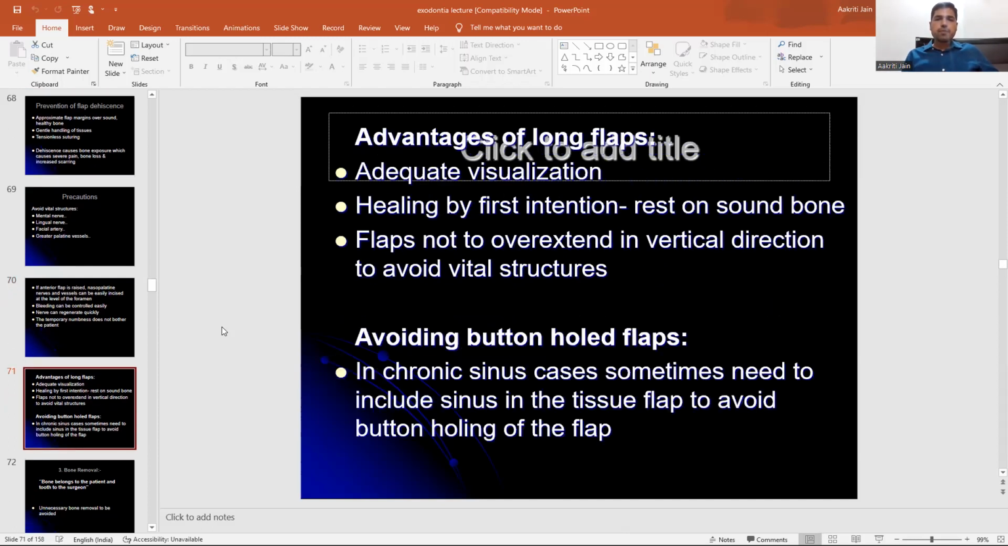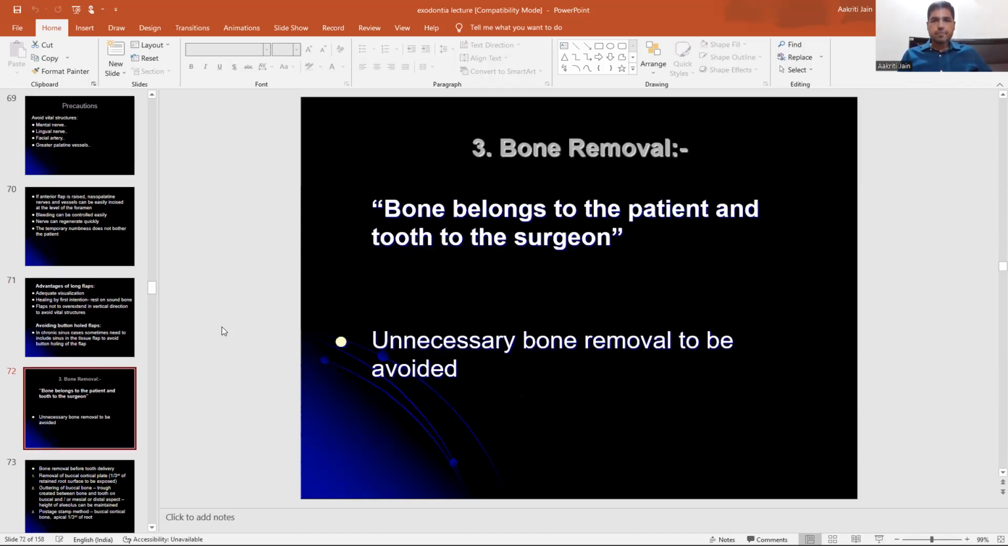Advantages of long flaps: adequate visualization, healing by first intention, and resting on sound bone. The flap is not to be overextended in the vertical direction, to avoid any vital structures. Avoid buttonhole flaps. In chronic sinus cases, sometimes you need to include the sinus in the tissue flap to avoid any buttonhole of the flap. The third one is bone removal.